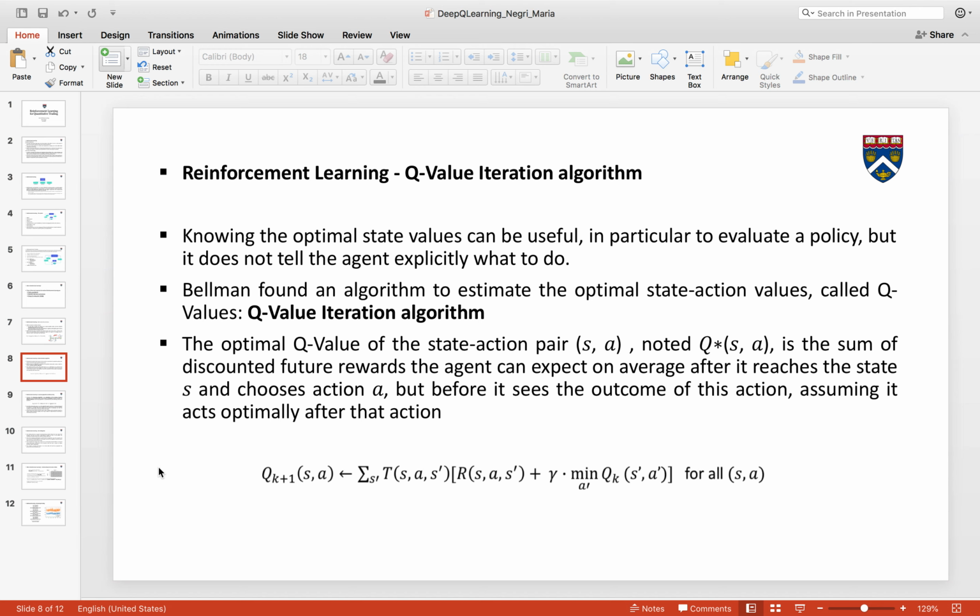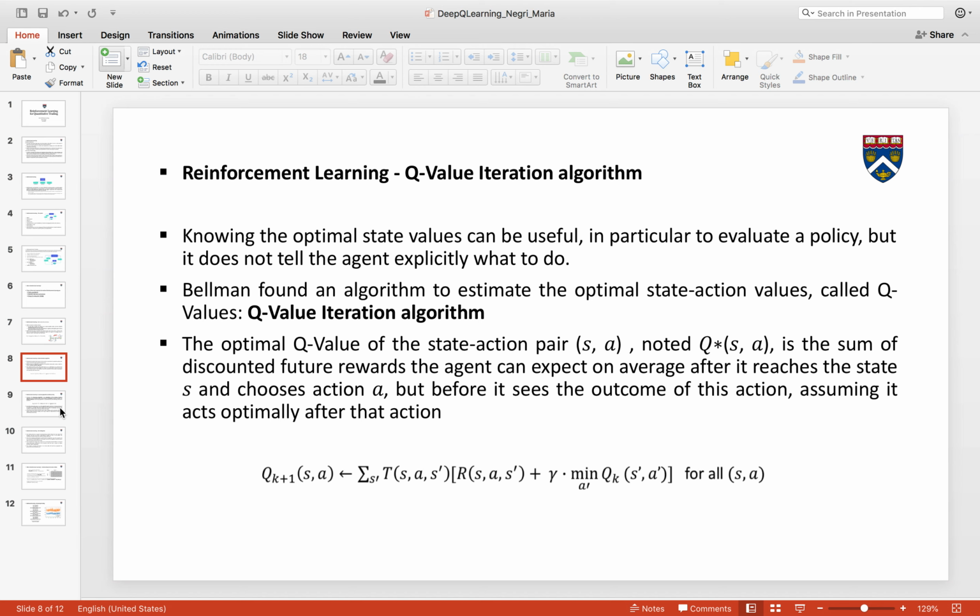Knowing the optimal state values can be useful in particular to evaluate a policy, but it does not tell the agent actually what to do. Bellman found an algorithm to estimate the optimal state-action values called Q values. Once again, you start by initializing all the Q values to 0, and then you update them using the Q value iteration algorithm.